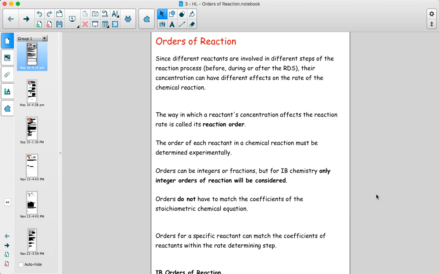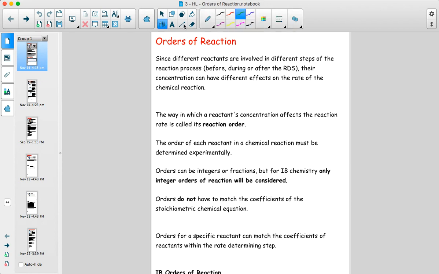So when looking at reaction mechanisms, we talked about how reactions can be made up of multiple steps, multiple elementary steps. And since different reactants are involved in different steps of those multi-step reactions, they can be involved in the rate determining step, they might be involved before that, they might be involved after it. Their concentration ends up having different effects on the overall rate of a chemical reaction.